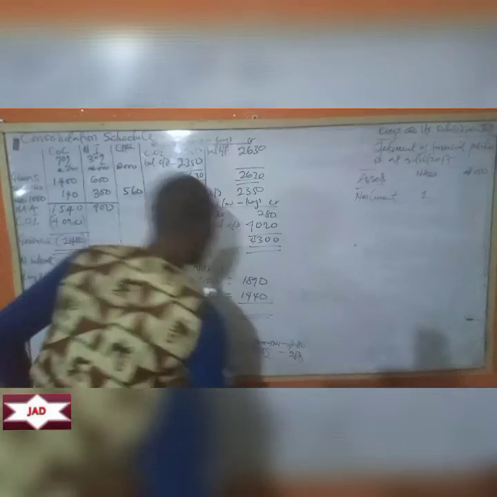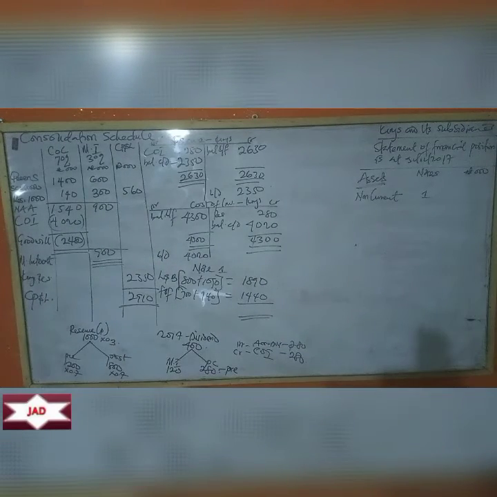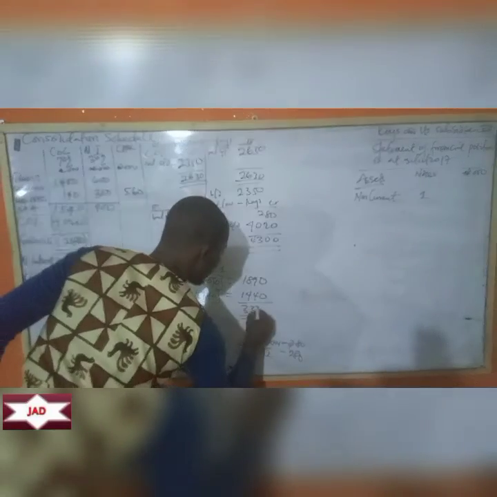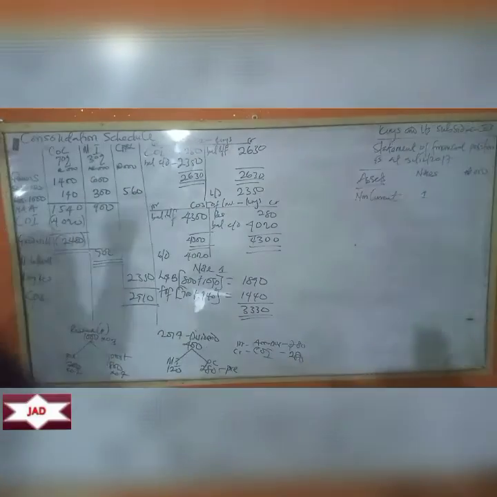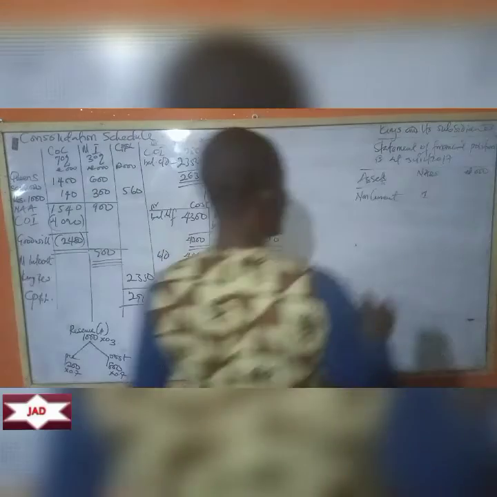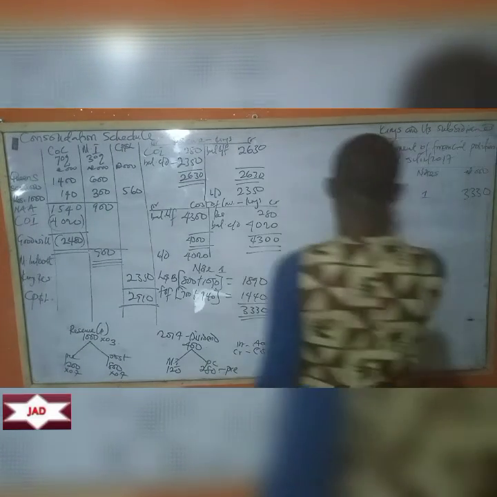So when you add up, what do you have? 1890 plus 1440, 3330. Right? 1440 plus 1890, that's 3330. So that means this is what? 3330.